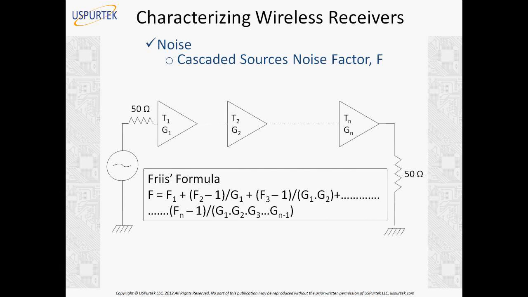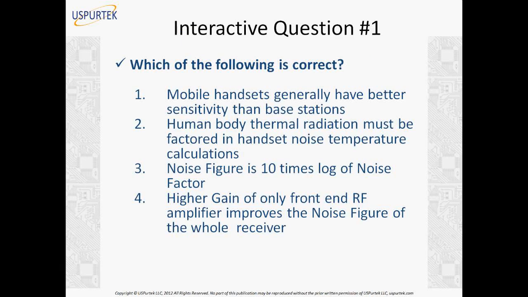Now, before we move on, let's pause for a while and try to answer this question. Which one is correct here? Mobile handsets generally have better sensitivity than base stations. Human body thermal radiation must be factored in handset noise temperature calculations. Noise figure is 10 times log of noise factor. Higher gain of only the front end RF amplifier improves the noise figure of the whole receiver. So please type in the right answer here.